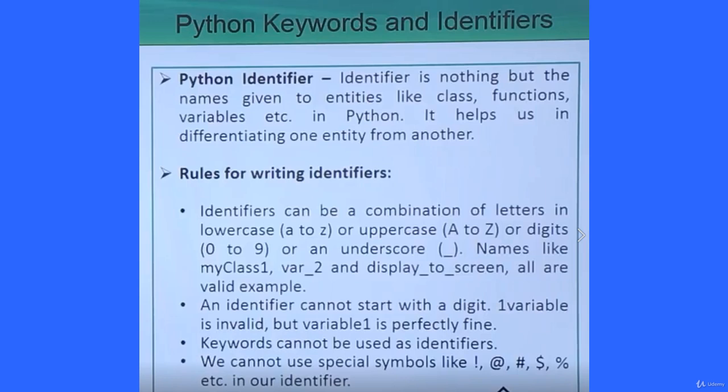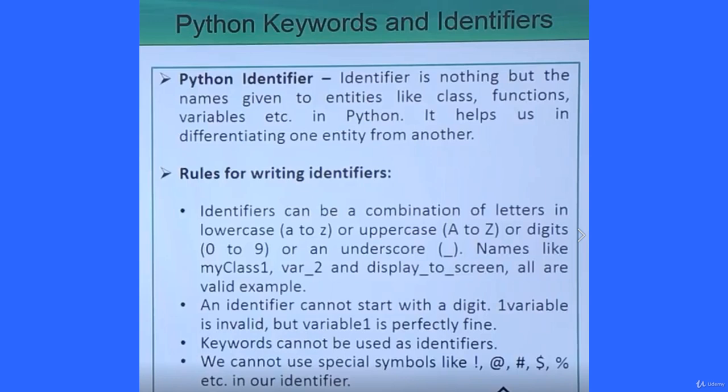An identifier cannot start with a digit. So 1variable is invalid, but variable1 can be treated as a valid identifier. Keywords cannot be used as identifiers. We cannot use special symbols like exclamation, at the rate of, hash, dollar, percentage symbols, etc. in our identifier name. These rules are mostly common in almost all programming languages, but these are the rules to be followed in Python while defining identifiers.